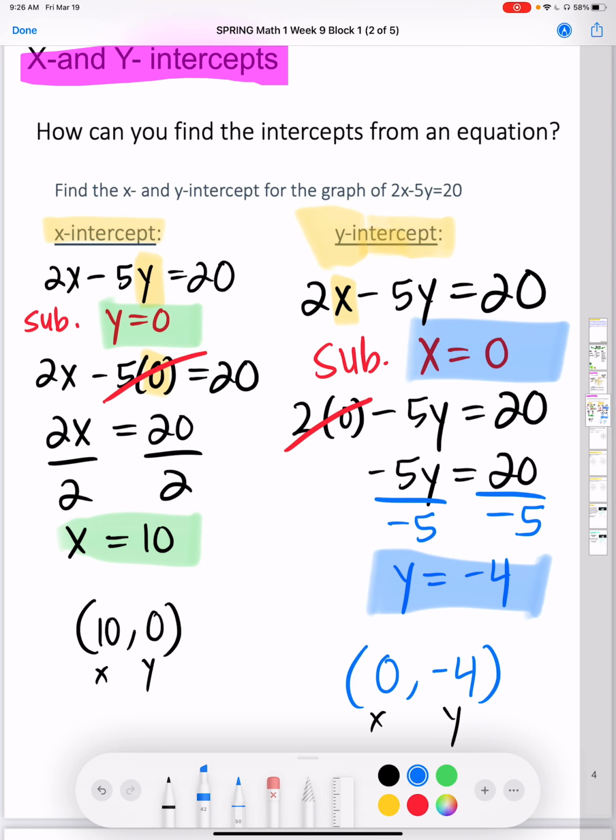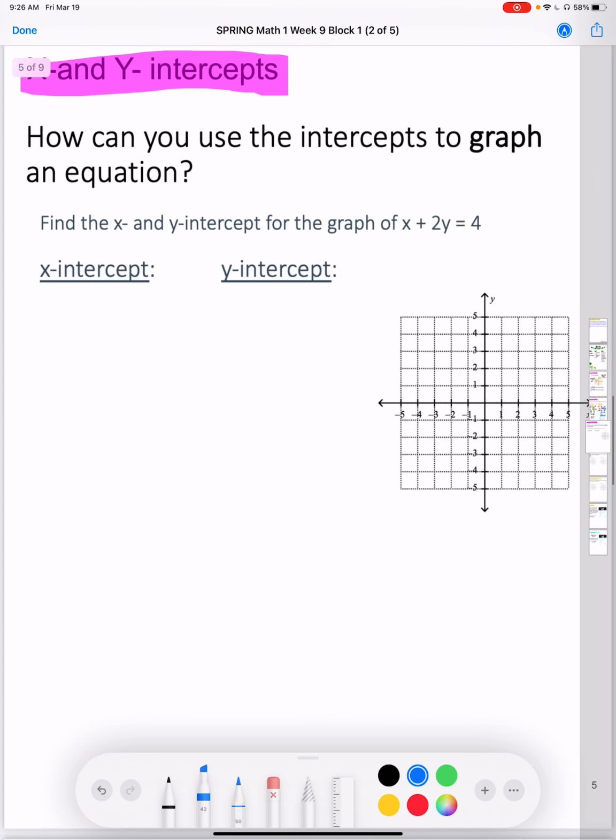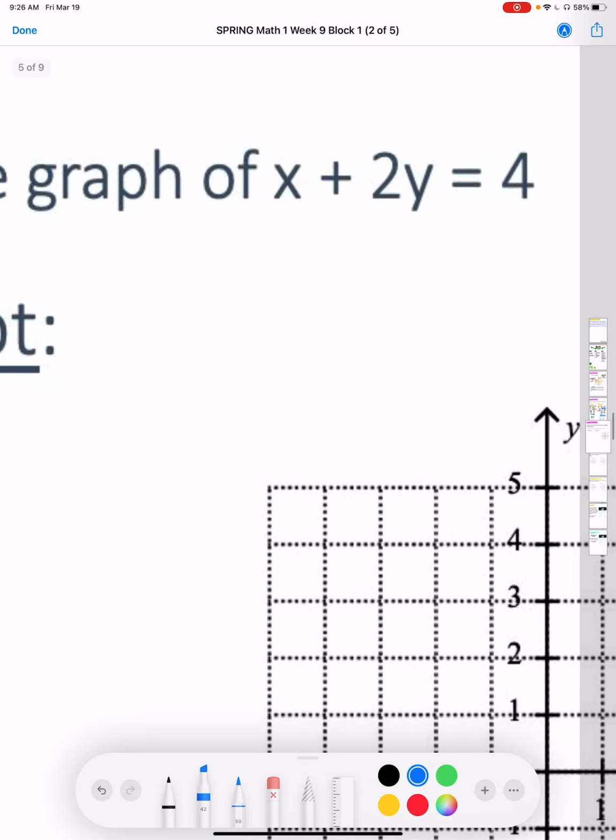All right, you guys, let's continue on to another example. So here it says, how can we use the intercepts to graph an equation? For this one, it says find the x and y-intercept for the graph of x plus 2y is equal to 4. By the way, notice how all of these are not in slope-intercept form. They're actually written in standard form. So the x and the y are on the left-hand side.